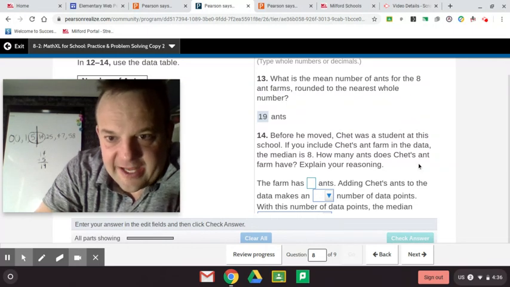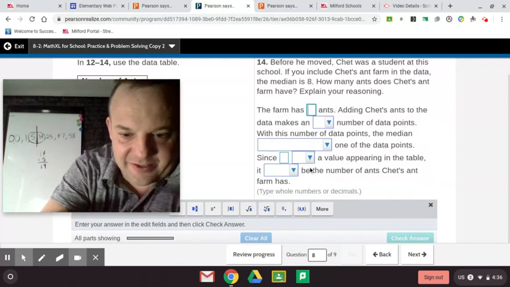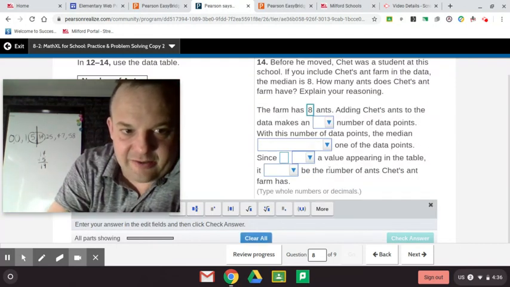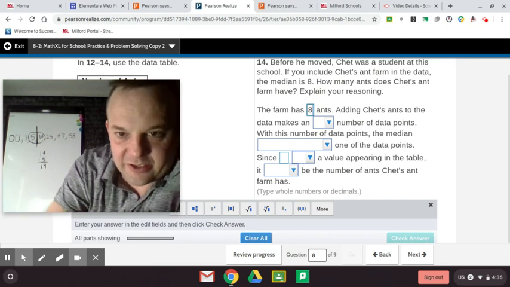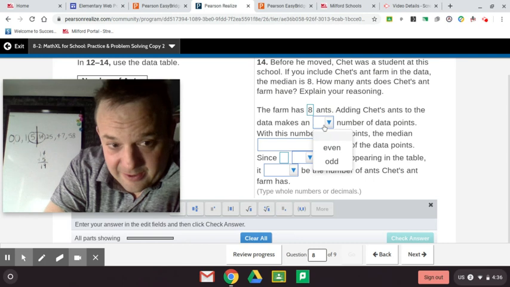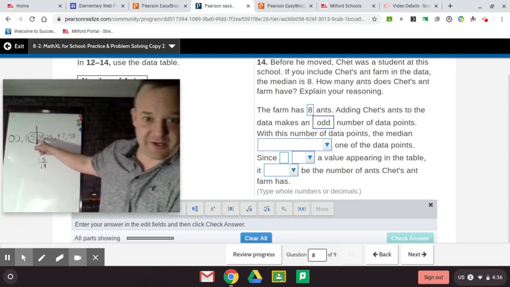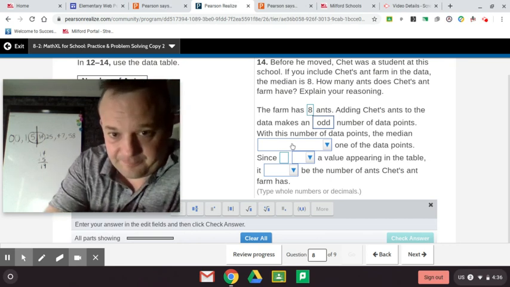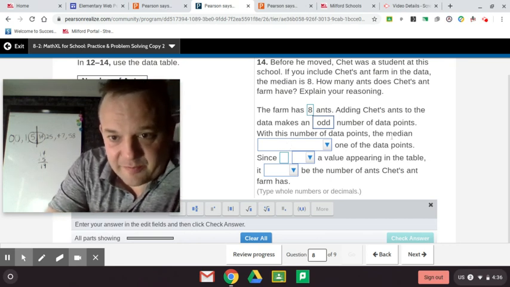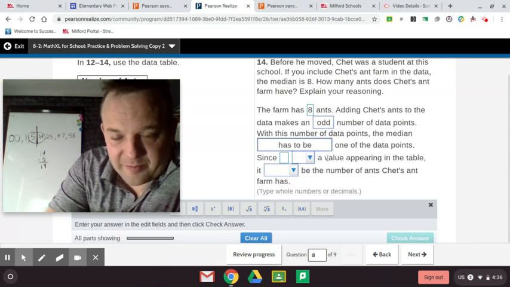How many ants does Chet's ant farm have? Explain your reasons. So the farm would have 8 ants because that would squeeze right between the 5 and the 14. Adding Chet's ants to the data makes an odd number of data points. Remember, at an even number, you'll add them up and divide by 2. With this number of data points, the median has to be one of the points. So the median has to be one of the points. Since, what are they wanting?